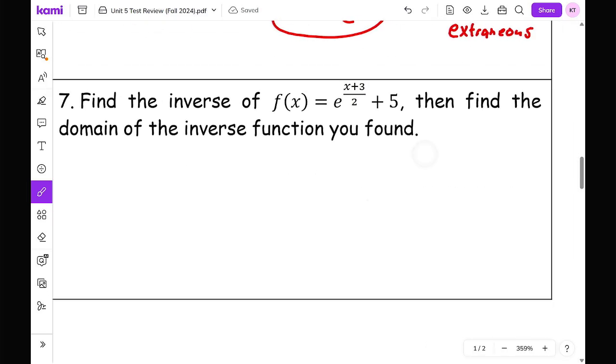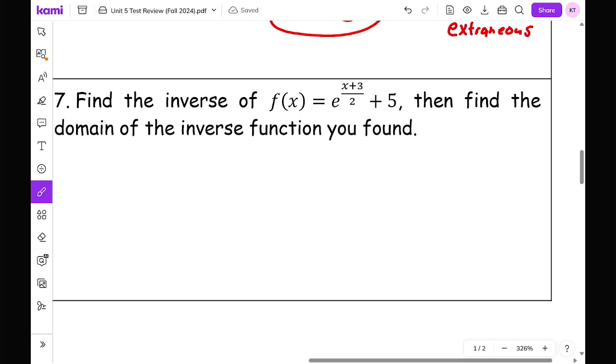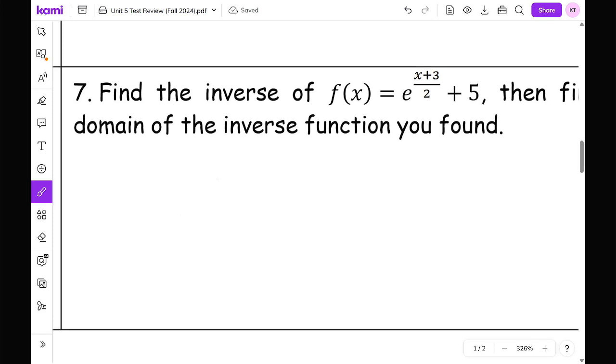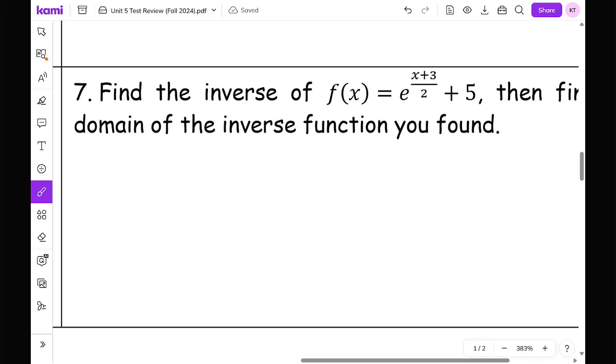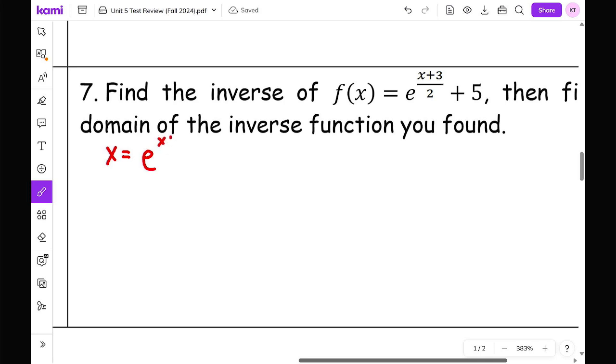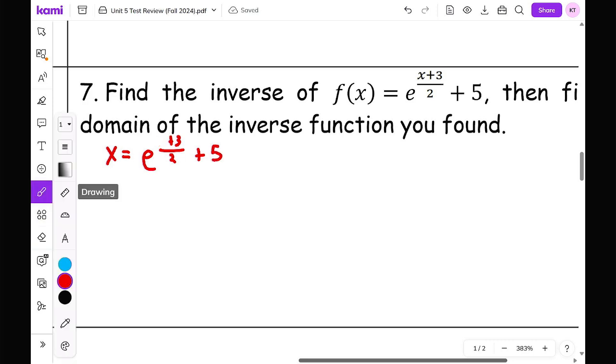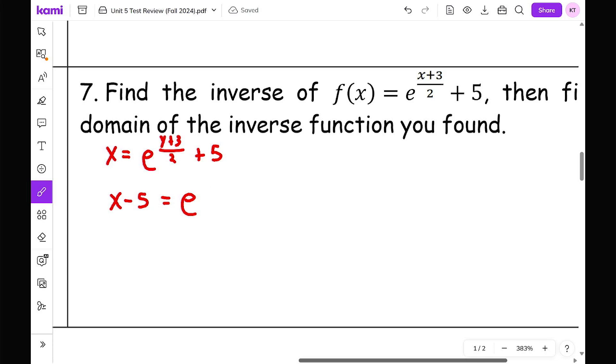For number 6, I'm going to find the inverse of this function here and find the domain of the function that I found. So I can now write this as x is equal to e to the power of y plus 3 over 2, plus 5. That should be a y up there. So then I'm going to go ahead and isolate my exponential. So I'll get x minus 5 is equal to e to the power of y plus 3 divided by 2.